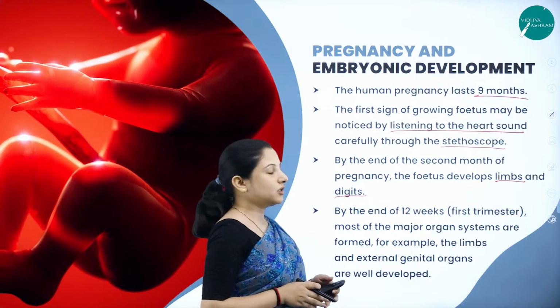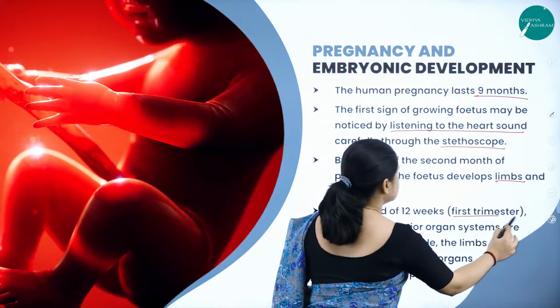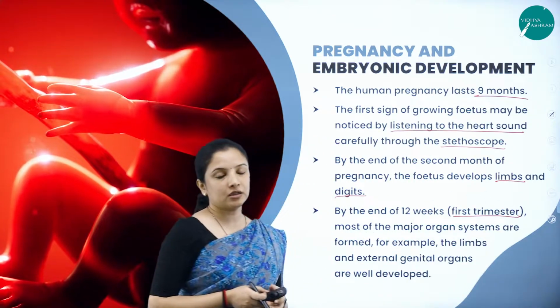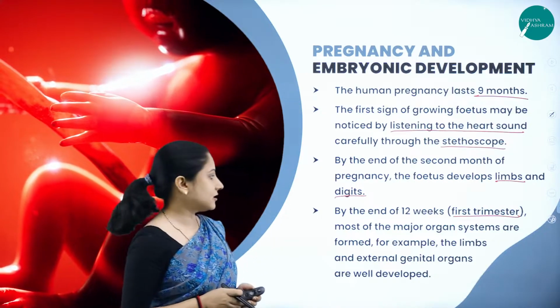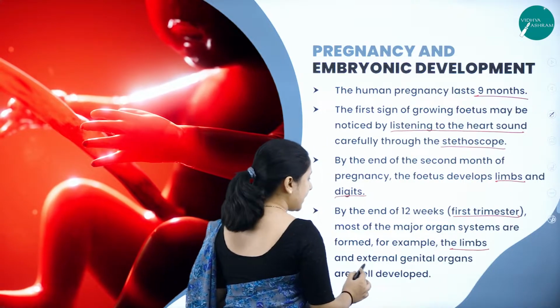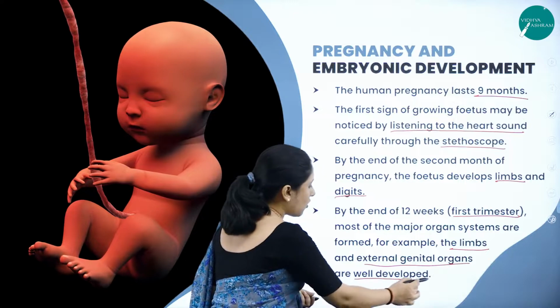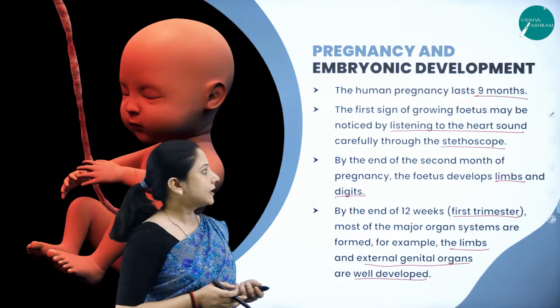And by the end of the 12 weeks, that is by the end of the 1st trimester, most of the major organ systems in the fetus, for example the limbs, the external genital organs of the fetus and various other organs, will be very well developed.